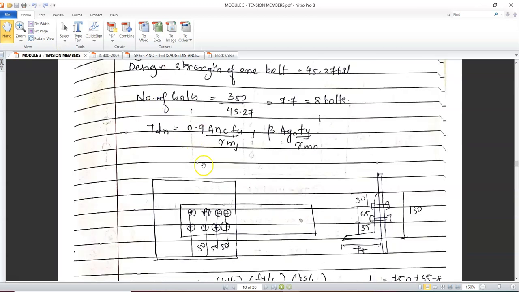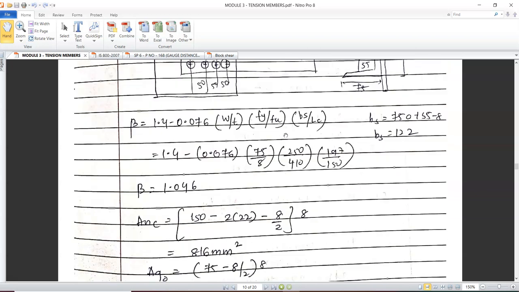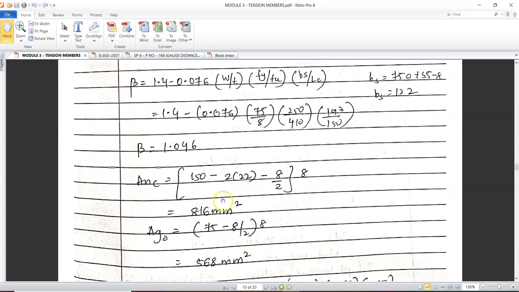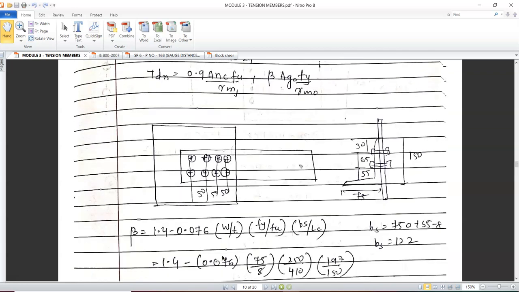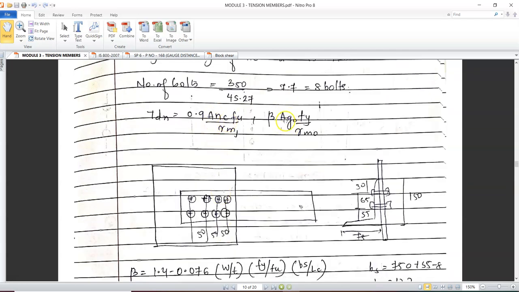Now coming back to this, Anc and Ag0 are calculated. The same is shown below also. Anc and Ag0 are done now. Now fu and gamma m1 are already known: fu is 410, gamma m1 is 1.25. If you refer to table number 5, page number 30, fy is 250 and gamma m0 is 1.1. The left out term is beta.